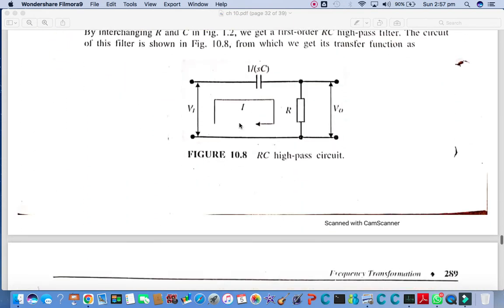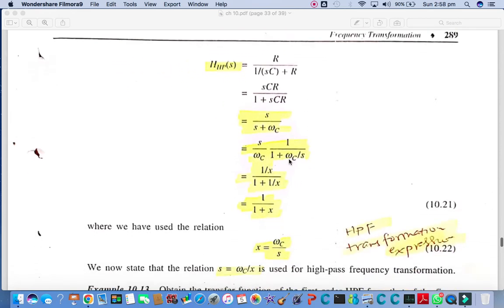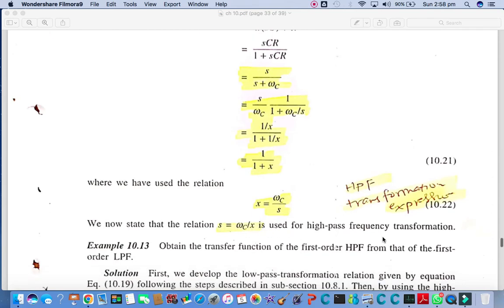Now we have a high pass frequency transformation. We already know that a first order high pass filter has this kind of transfer function. We do this kind of arrangement. You can correct it, it is s over ω over here. So we have this rearrangement and approximations, and we have transformed it into that same standard expression of 1 over 1 plus x, and we have this kind of operator. When we put this operator approximation in this, we get the transfer function of the high pass filter. Let's suppose we have a low pass filter transfer function given. We have to first transform it into the x form, and then we have to put that value in that to get the high pass filter transfer function. So we can normally say s equal to ωc over x is used for the high pass frequency transformation.